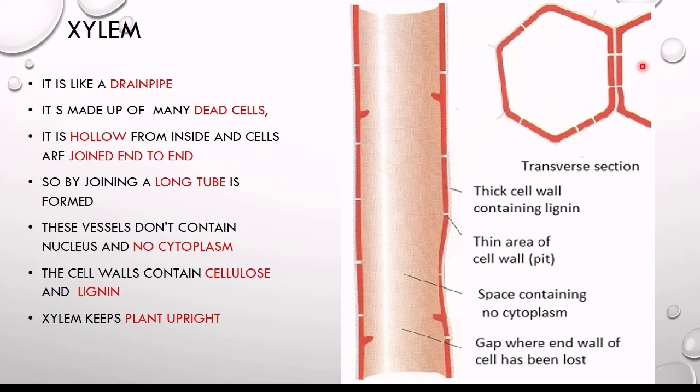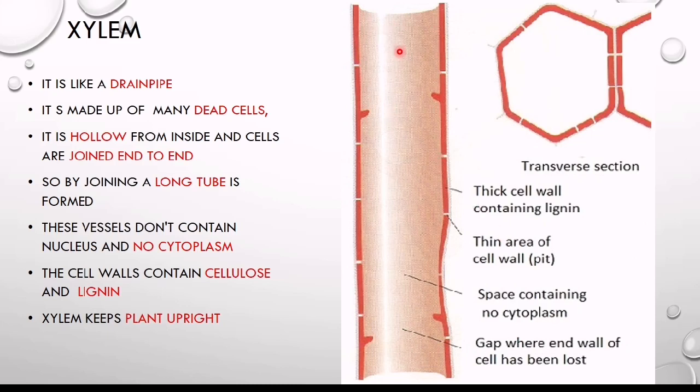These cells are connected end to end, but you can see that here there is no cell content. No cytoplasm and no nucleus. It means the cells are dead cells, and this forms a long tube. And this provides the plant a way to keep its upright position.